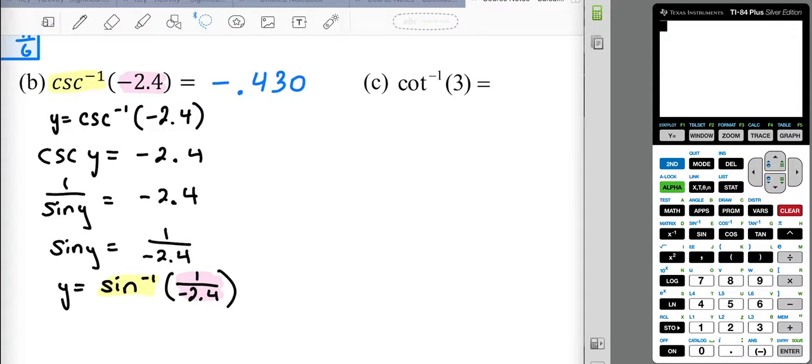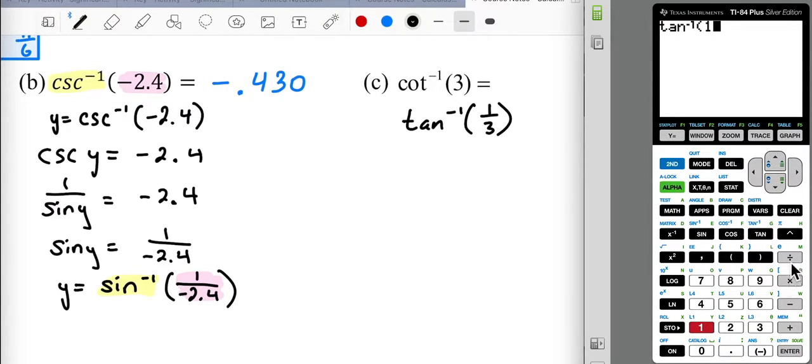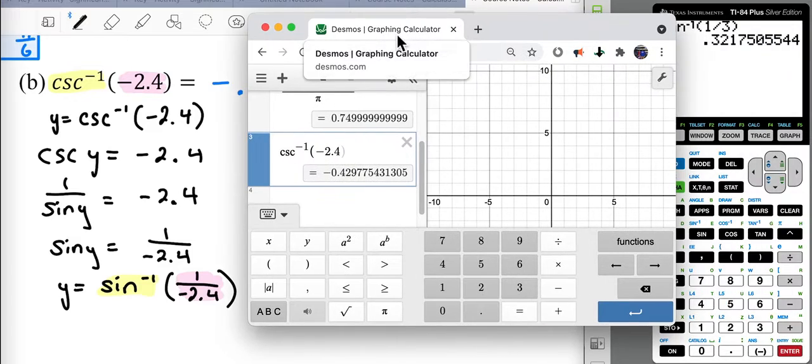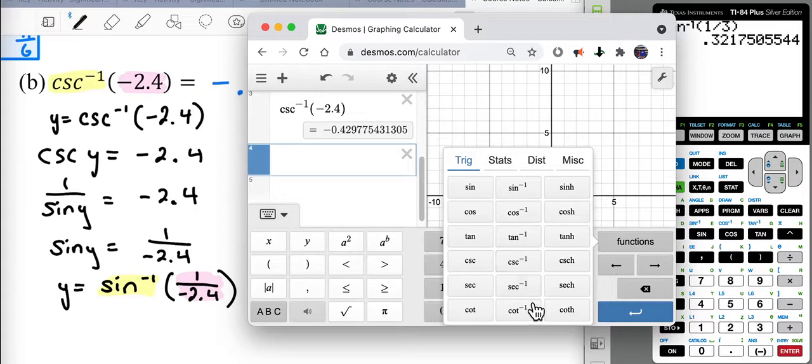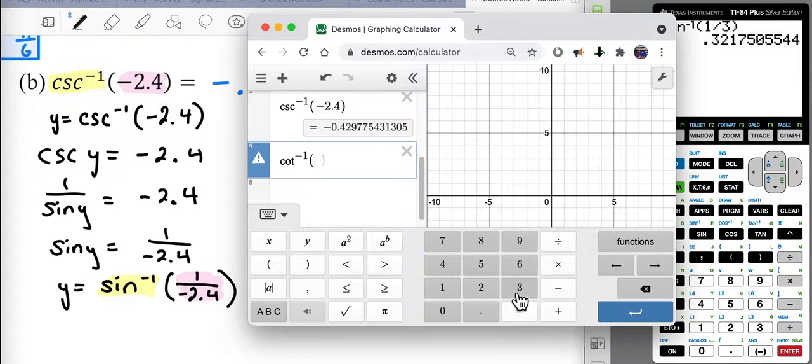Then for the inverse cotangent of 3, all I would have to do is find the inverse tangent of 1/3. Which is about 0.322. And if we crank that into Desmos, we could again do that with a built-in function, inverse cotangent of 3. You see that it ends up being the same thing.